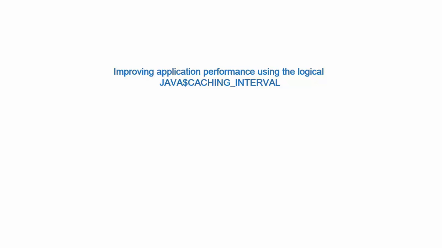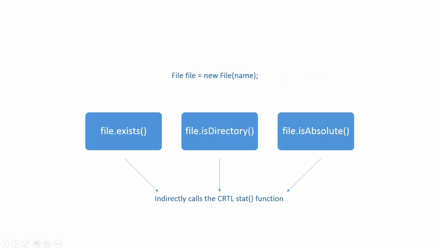Hello everyone. In this video, I'll be talking about one of the ways to optimize the performance of your Java application on OpenVMS without changing your application code. If your application spends a considerable amount of time monitoring directories for the existence of files, or continuously monitors the status of a set of files using any of the methods such as the ones shown here, then you might find this optimization useful.